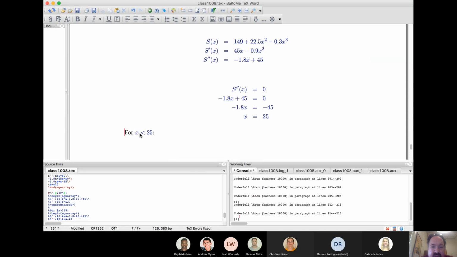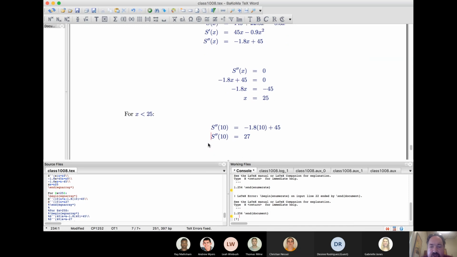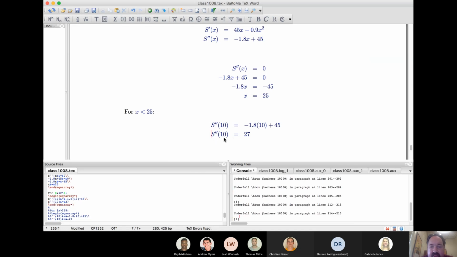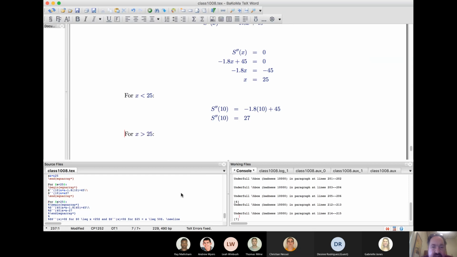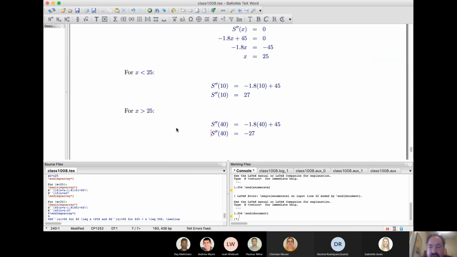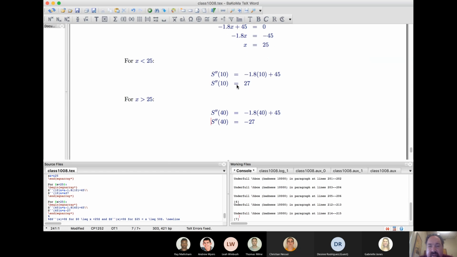So you check for x less than and greater than 25. You try values in the second derivative. Here we're just arbitrarily picking 10, and we see it's concave up when x is less than 25. So at that point, we're seeing an acceleration due to more advertising. Then you check x greater than 25. Does it go negative? And sure enough, it does. So what happens here is we have a change from concave up to concave down.